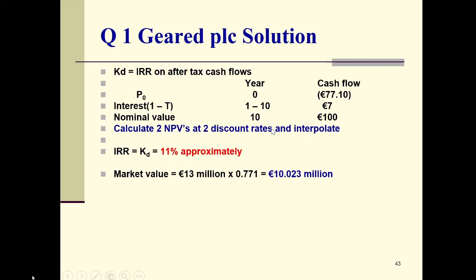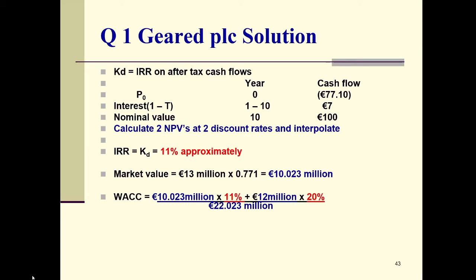Now, again, there'll be about 20 marks going for this question. So you'd end up with marks for calculating market value, marks for calculating the cost for each of the different forms of finance. The last thing you'll do in this question is work out the weighted average cost of capital. So what did we work out? The cost of equity was 20% and it had a 12 million valuation. And the cost of the debt was about 11% and it had approximately a 10 million valuation.